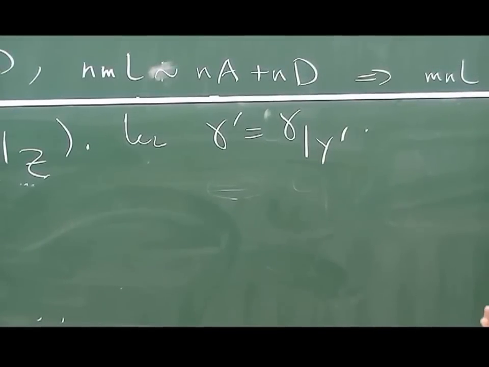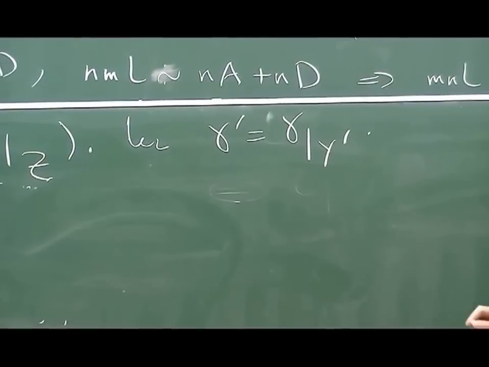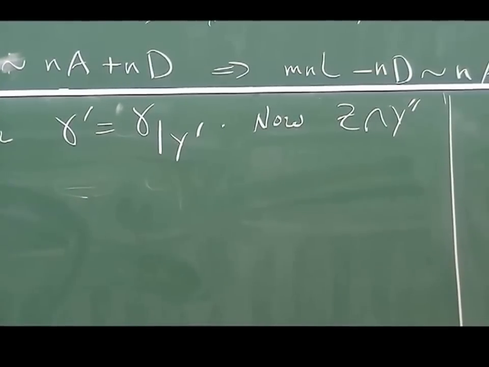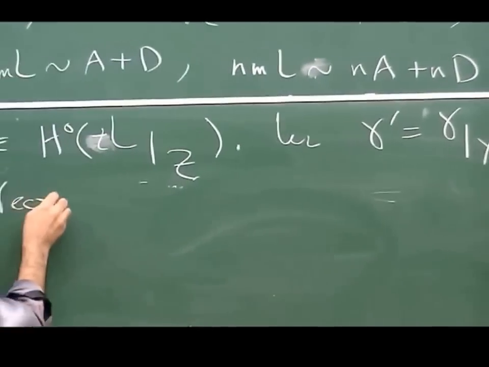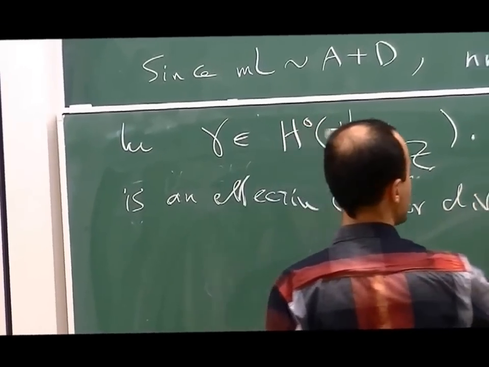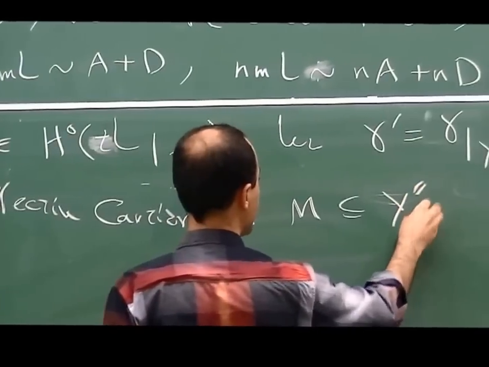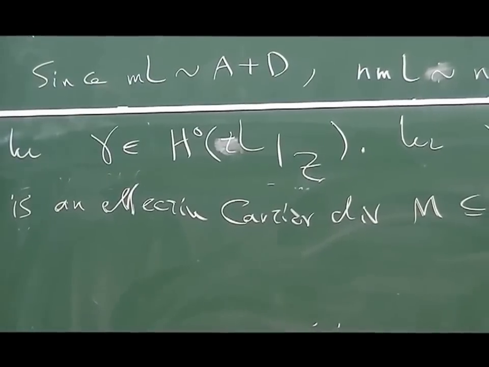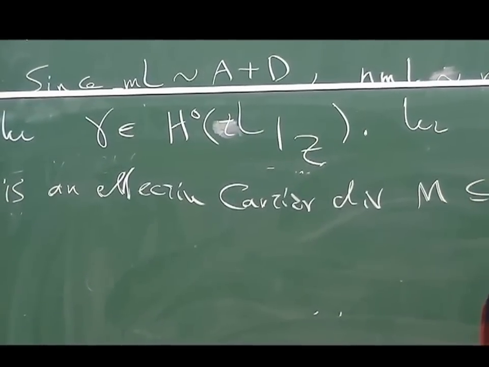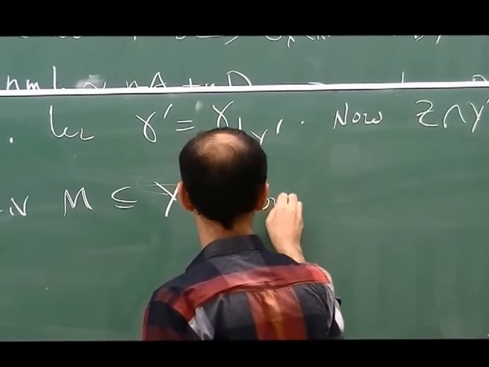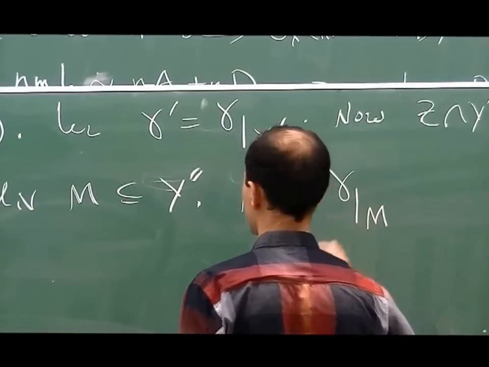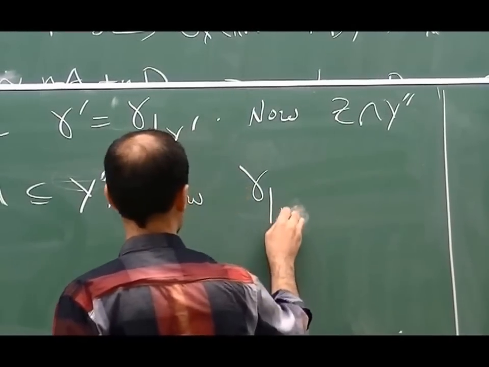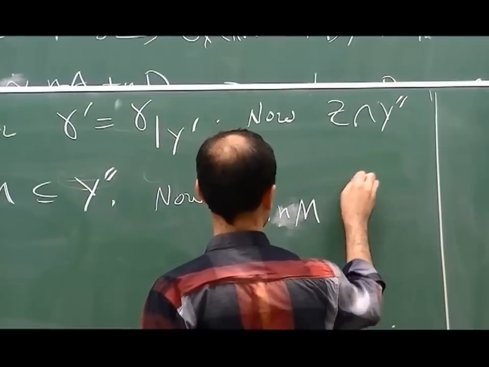Now the crucial point is that when you intersect Z with Y double prime, you actually get an effective Cartier divisor, because again, this is just defined by the vanishing of some section. Let's say M inside Y double prime. So I have an effective Cartier divisor, and anyway, it's a closed subscheme. I can also restrict the section to this closed subscheme. So now the main point here is that when I restrict gamma to this closed set, here I may need some multiple n by M, then this can be lifted.